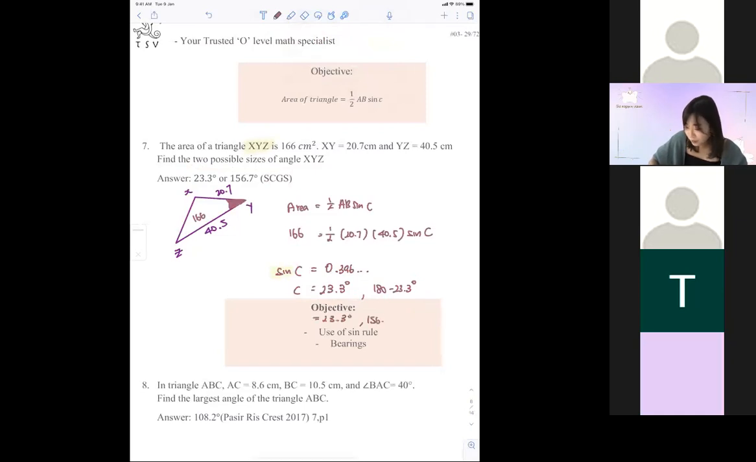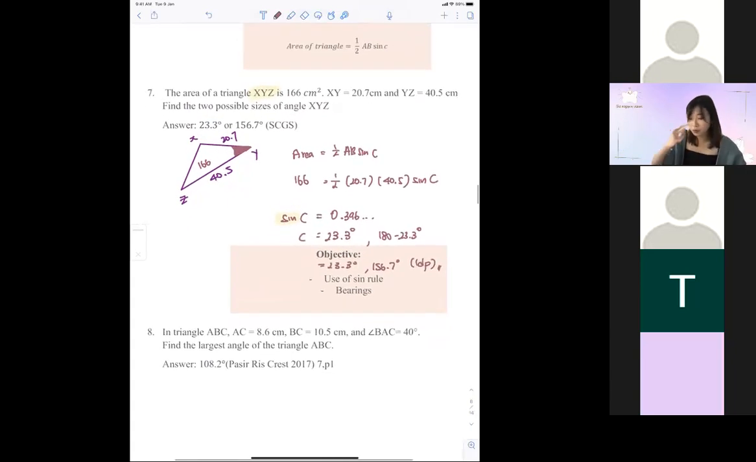So it's just 156.7. Please put 1 dp. Every time when you round off, please write this bracket. Then sometimes to make the question harder for you, I will give you a question like that. Not obvious enough. I give you a question like that.